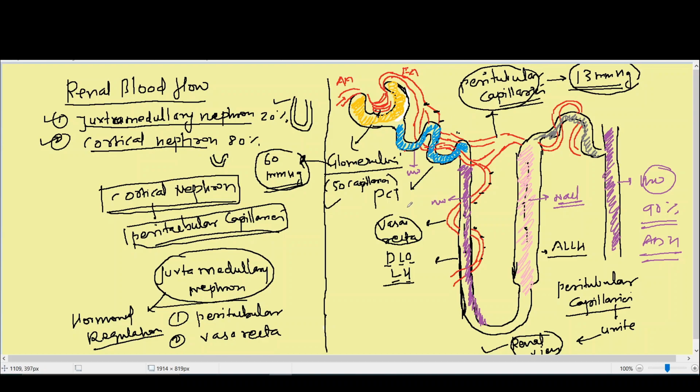Now we will move further and see how ultrafiltration and the physiology of urine formation take place.